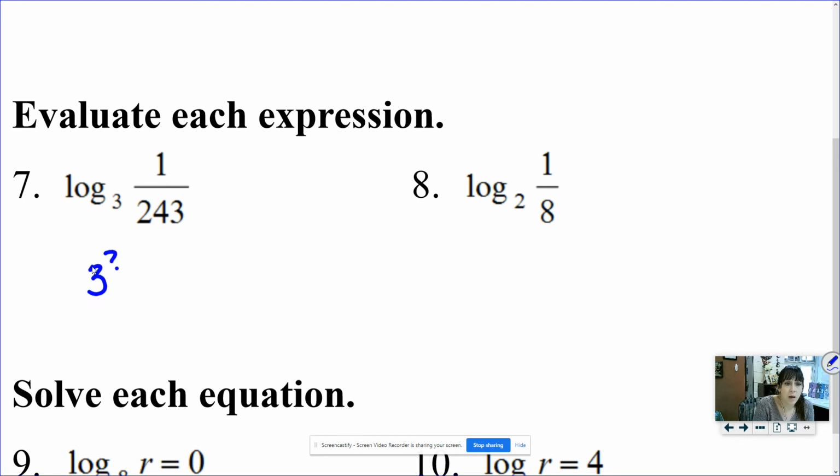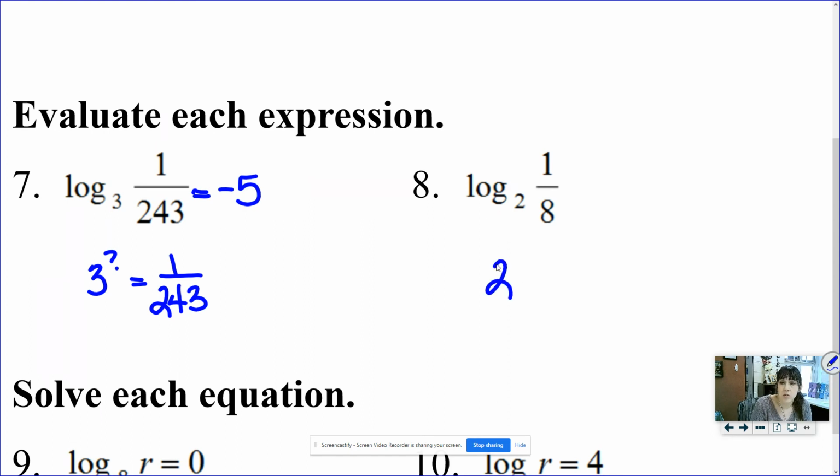So you need to be thinking 3 to what power equals 1 over 243. I have to make it a fraction, so I would need a negative exponent. And then 3 to what power equals 243? I believe that's 5. So negative 5 for that one.